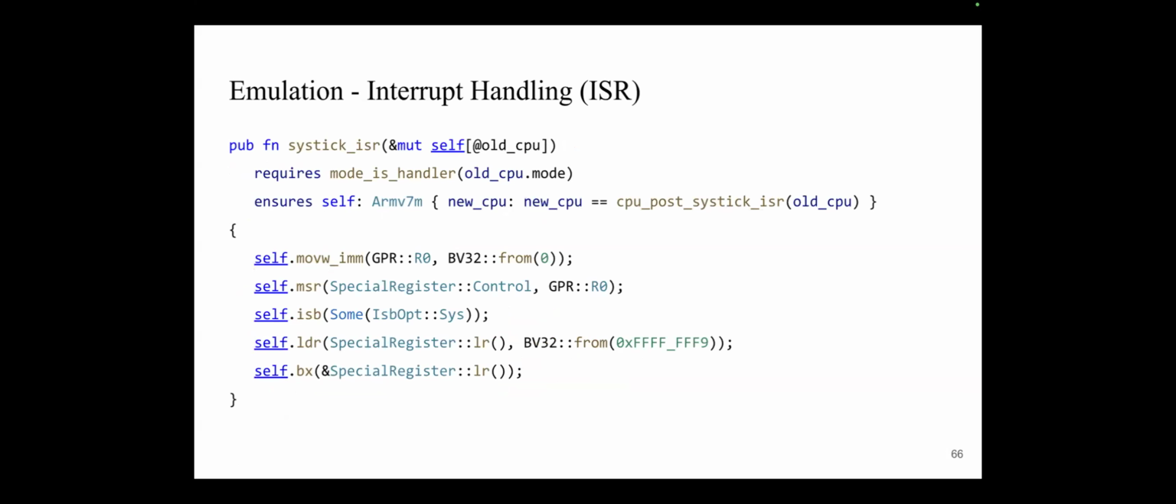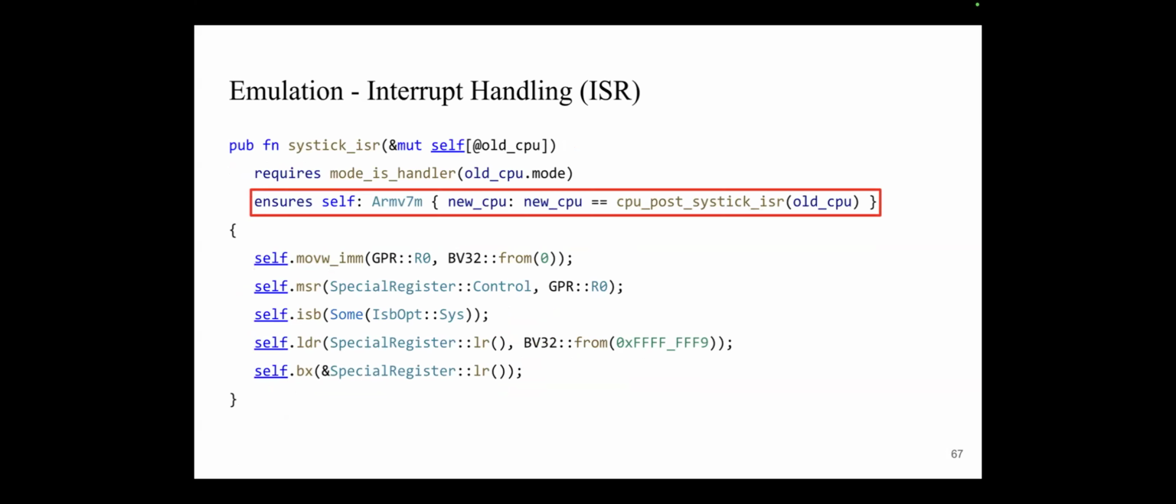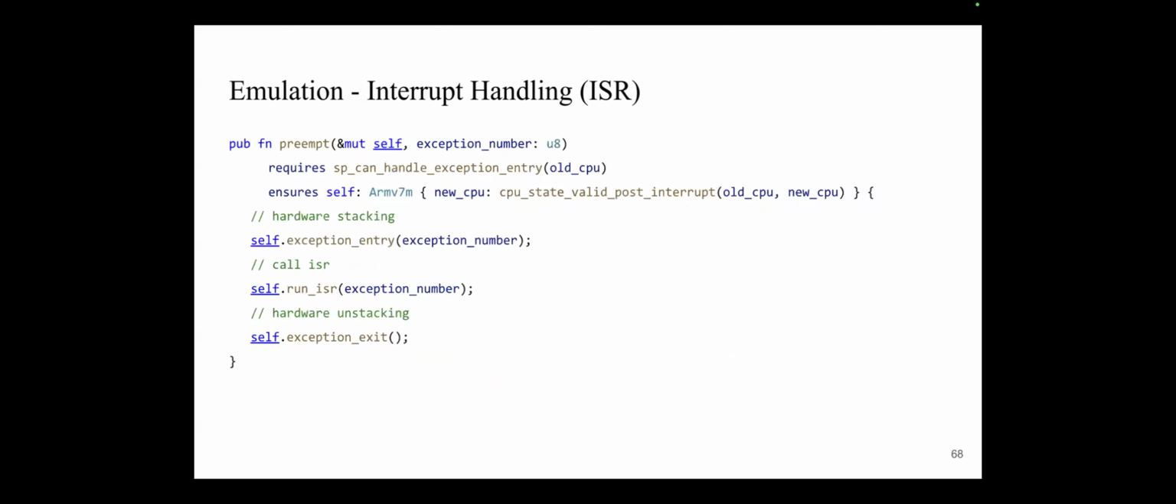Okay. And now here again, we can add a specification that talks about exactly what this assembly is doing to the hardware. In particular here, we have something about CPU post SysTick ISR, which basically says, this is exactly what's going on when you run this assembly. And so now, since we have all this lifting, we can basically model the entire interrupt flow. This is exactly what this function preempt is doing. I just want to go through this step by step.